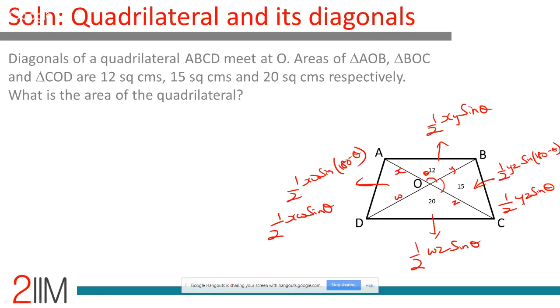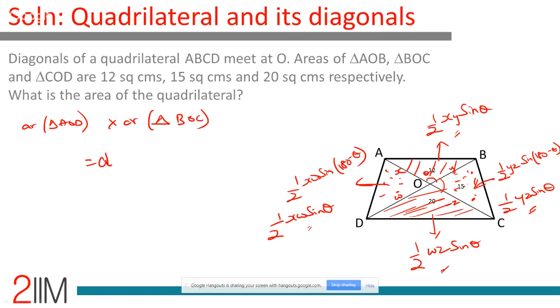Think about this. Given everything on a platter: half XW sine theta, half WZ sine theta, half YZ sine theta, half XY sine theta. X and W, Y and Z. X and Y, W and Z. You combine this and this, we get X, Y, Z and W. You combine this and this, we get W, X, Y and Z. Or we go to this delightful funda that area of triangle AOD into area of triangle BOC is equal to area of triangle AOB into area of triangle COD for any quadrilateral where O is the meeting point of the two diagonals AC and BD.